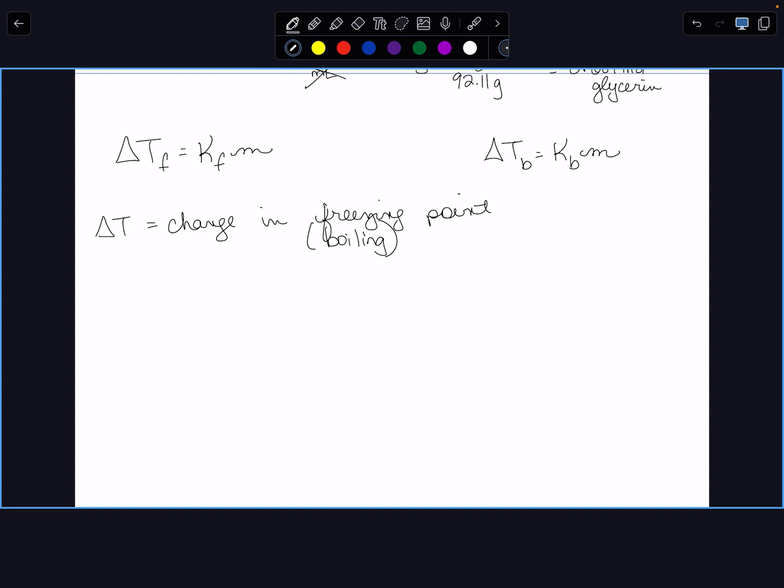Okay? Delta T is the change. The K is called a molal boiling point constant or a molal freezing point constant, depending on which one you're calculating. And as y'all asked earlier, y'all said, is that m cursive? And it was, and you guys told me that the m means the molality.